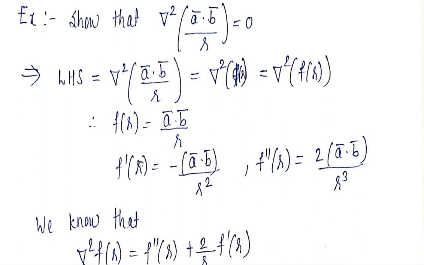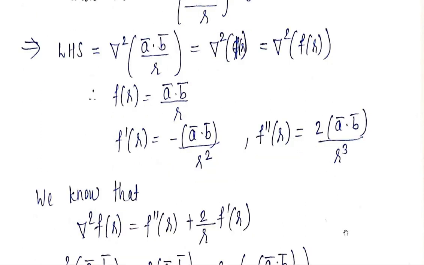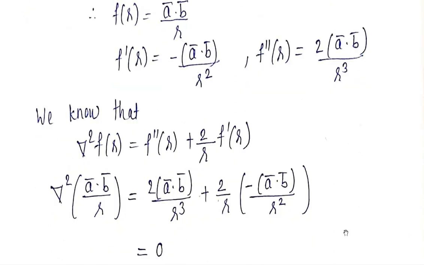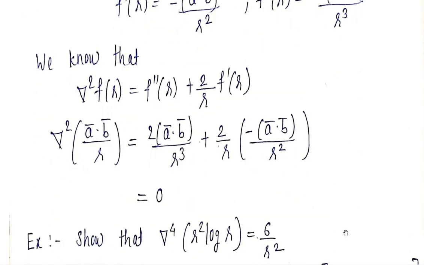Now why have we found f of R, f dash of R, f double dash of R? Because we want to find out del square of A dot B by R. To find this, we have one property, which is del square of f of R is equal to f double dash of R plus 2 by R f dash of R.